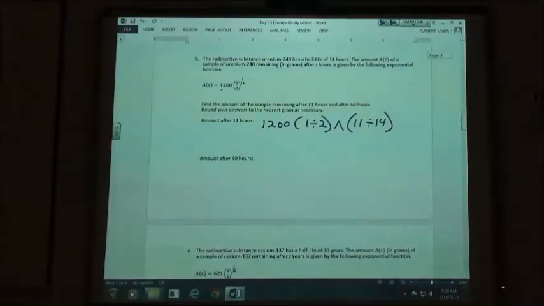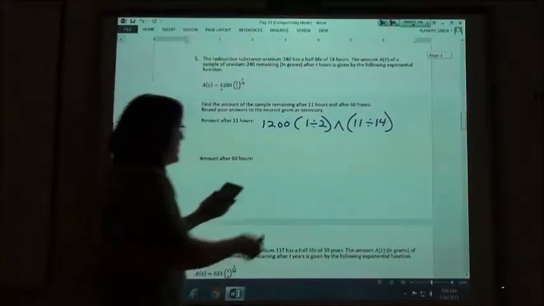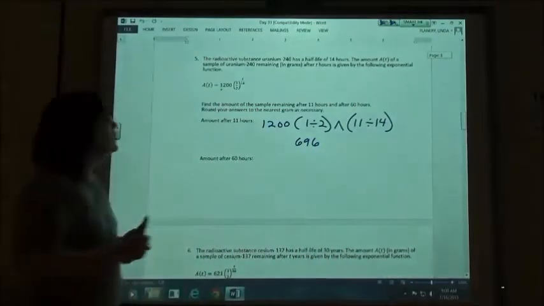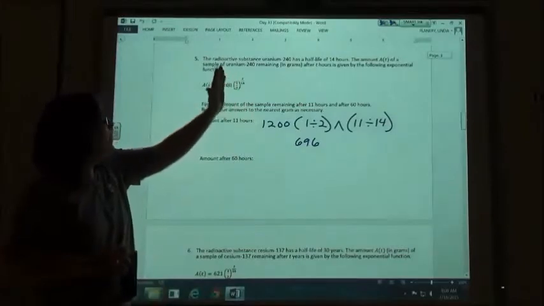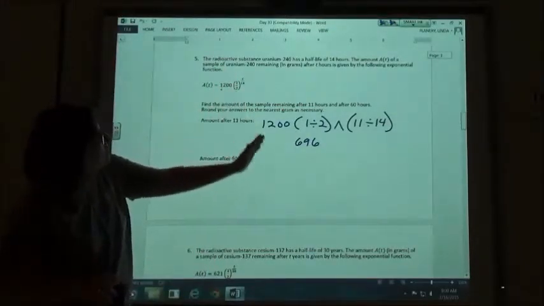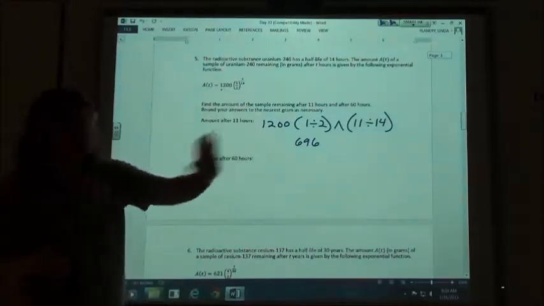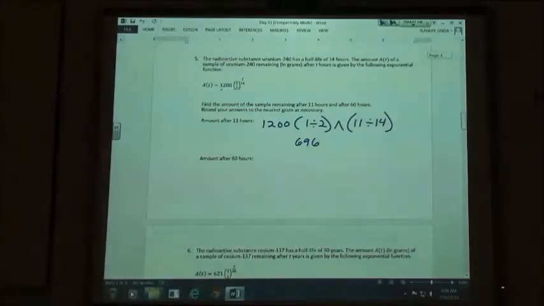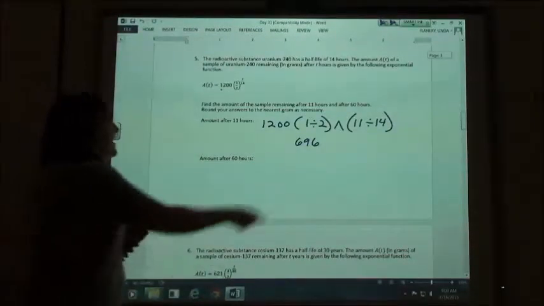So, did you already figure that out? 696, and we're rounding to the nearest gram. Okay. So we started with 1,200 grams. Every 14 hours it's cutting it in half, cutting it in half, cutting it in half. So after 11 hours we have 696. We have a little more than half because we haven't even gone our 14 hours yet.